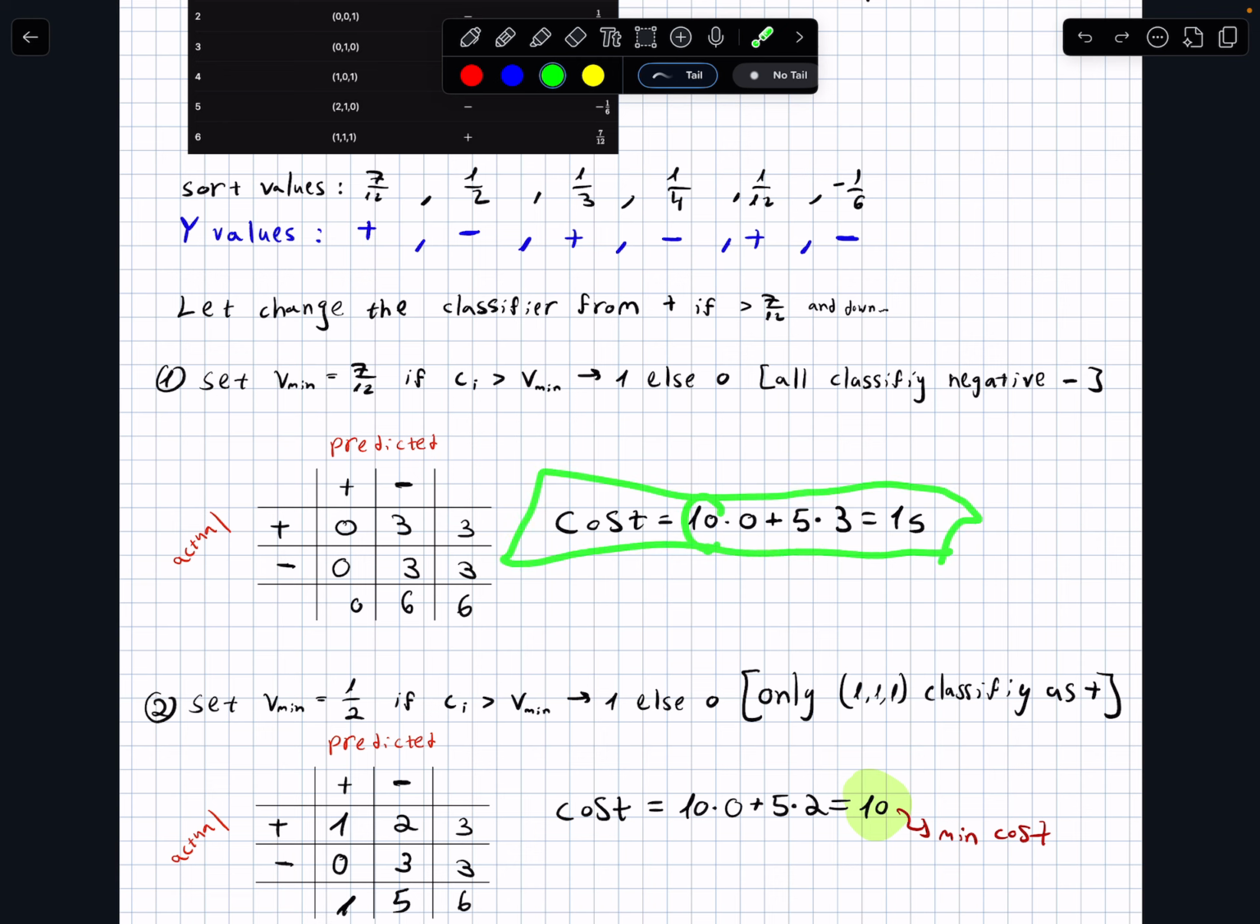Why 15? It's 10 times 0, because this is the false positive, where we said it's going to be positive but it is actually negative, so we have 0 like this, and 5 times 3.